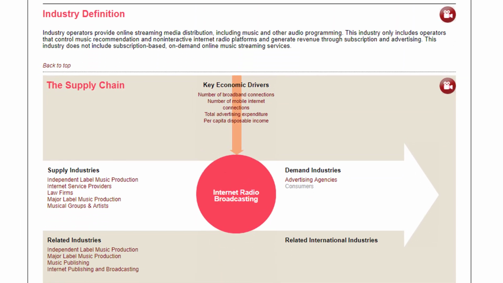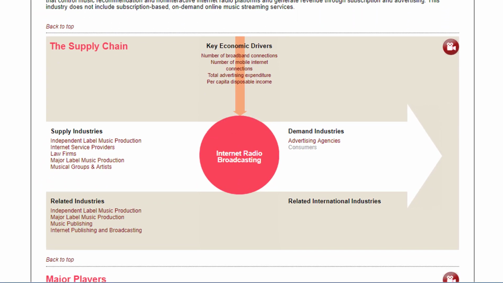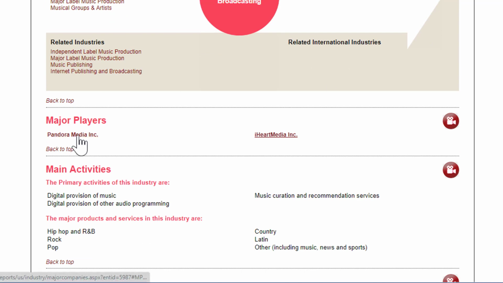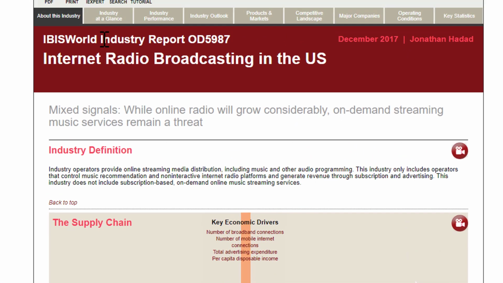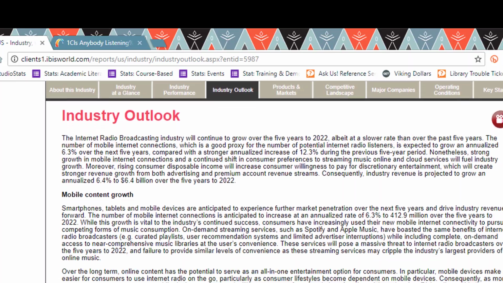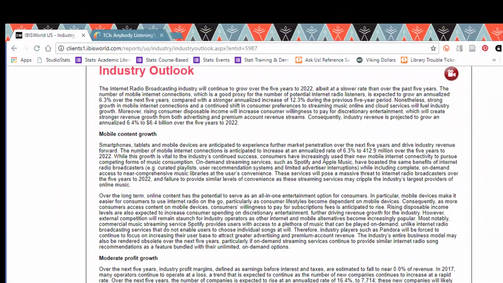So definition. So we look at major players. Pandora is going to be one of the major players in there. And it's going to be broken down in the same way: industry at a glance, industry performance, industry outlook. Let's take a look at industry outlook. It will continue to grow over the next 5 years, but at a slower rate. Moderate profit growth, and the industry is growing.